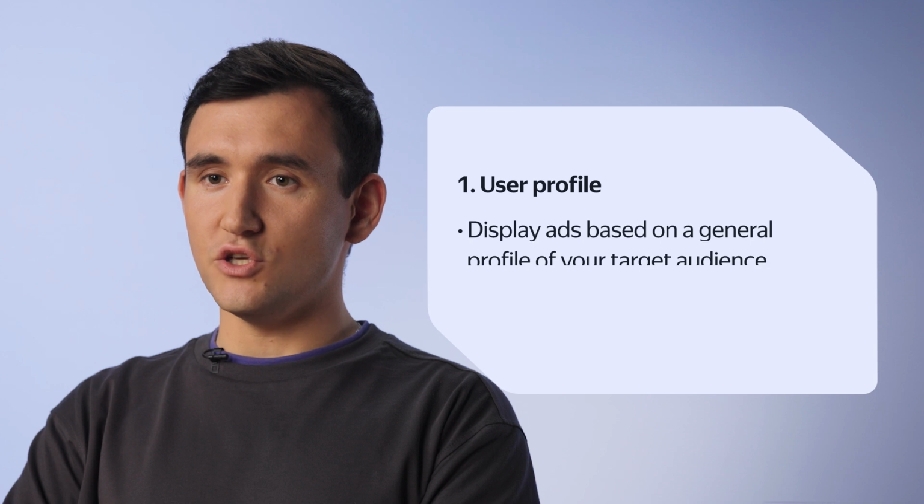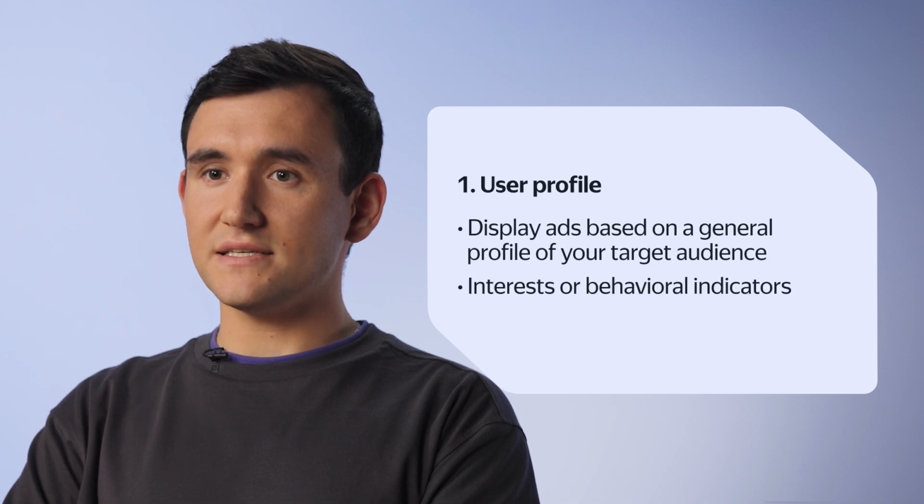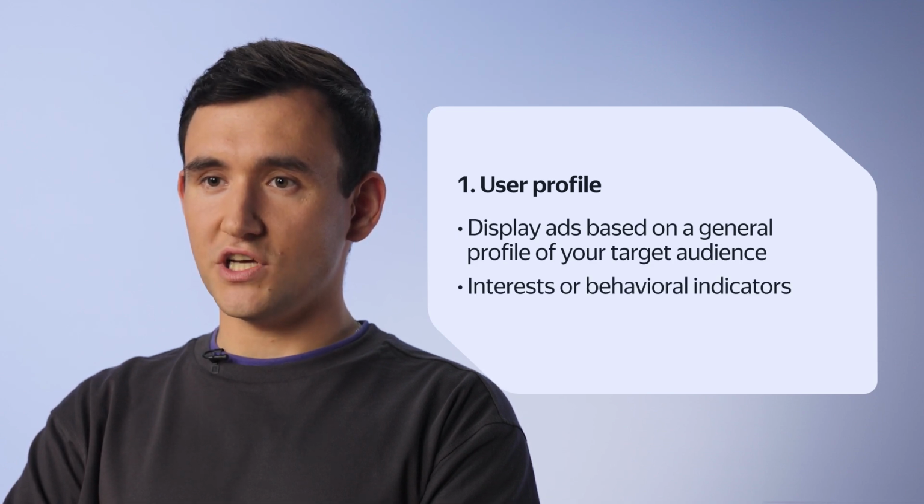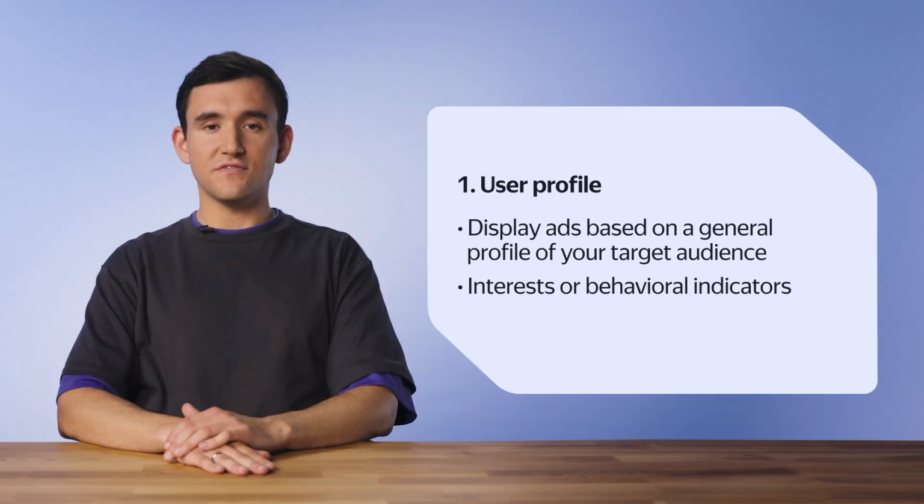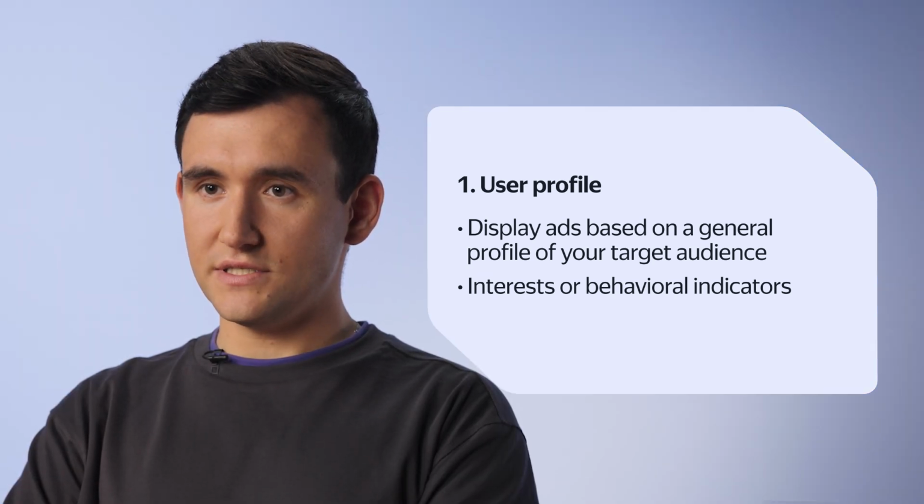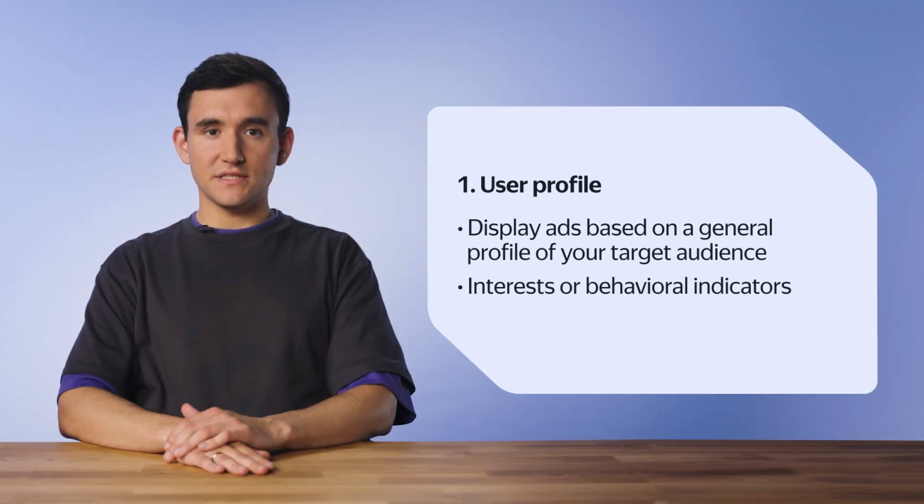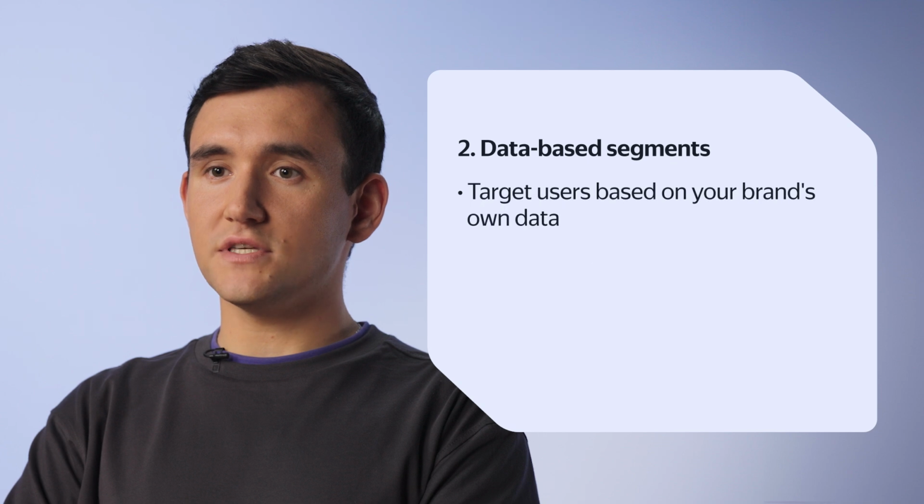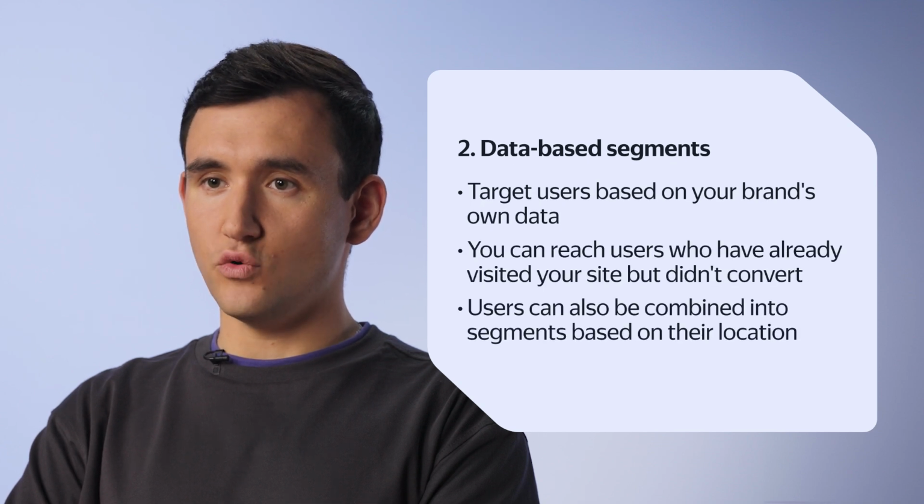The first group is the user profile. These settings allow you to display ads based on a general profile of your target audience, defining it by attributes like gender, age, income, and marital status. You can describe the characteristics of your audience using their interests or behavioral indicators. With these targeting options, you can identify users who are interested in appliances or gifts, visit coffee shops, or buy pet food offline.